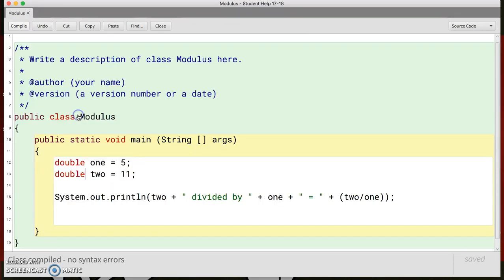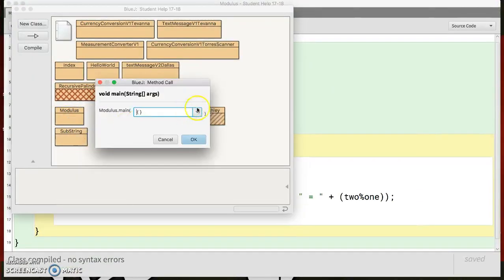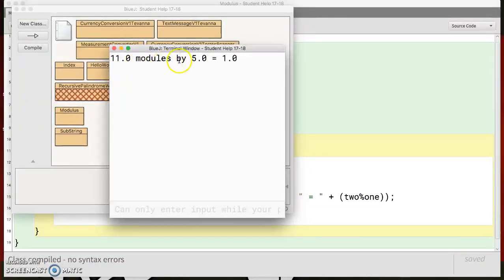So if I were to change my program, I'm looking for the remainder of the division problem. So 11 modulus by 5 equals 1. 1 is the remainder, which is this number right here. So if I change this to 13, because this is an easy example, 5 goes into 13 still two times with a remainder of 3.